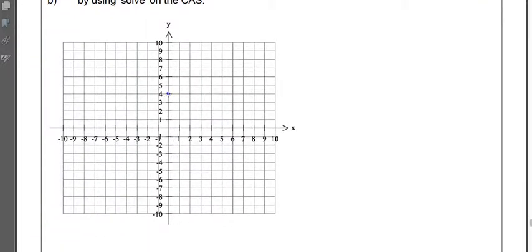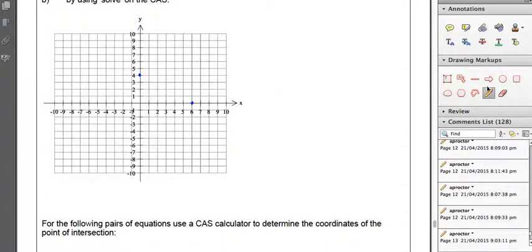There's 0, 4, and there's 6, 0. And to complete that, I need to rule a straight line that connects those 2 points. So you want to try and get this in the right spot. It's a little bit difficult on the computer. I'm just going to try it again. Down a little bit further.